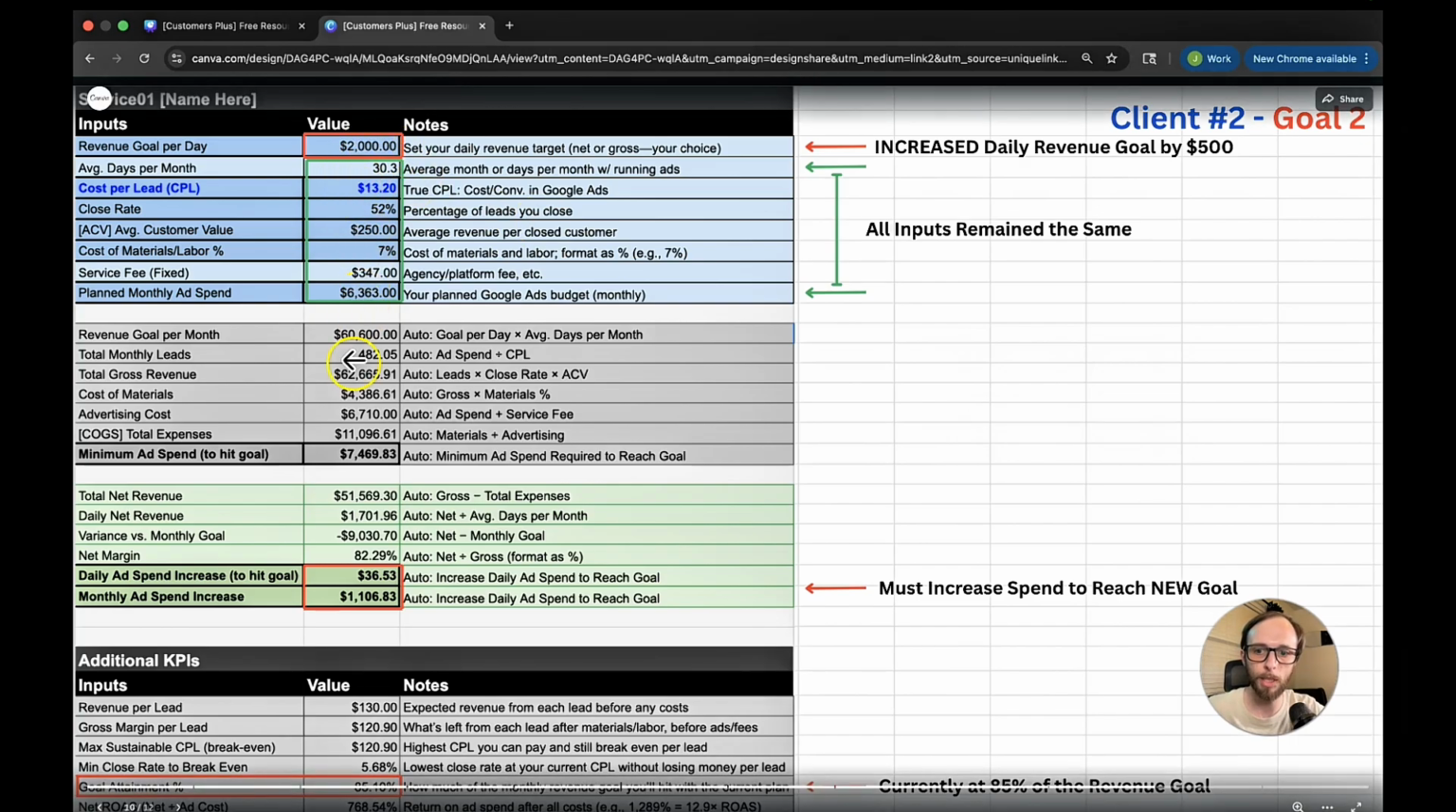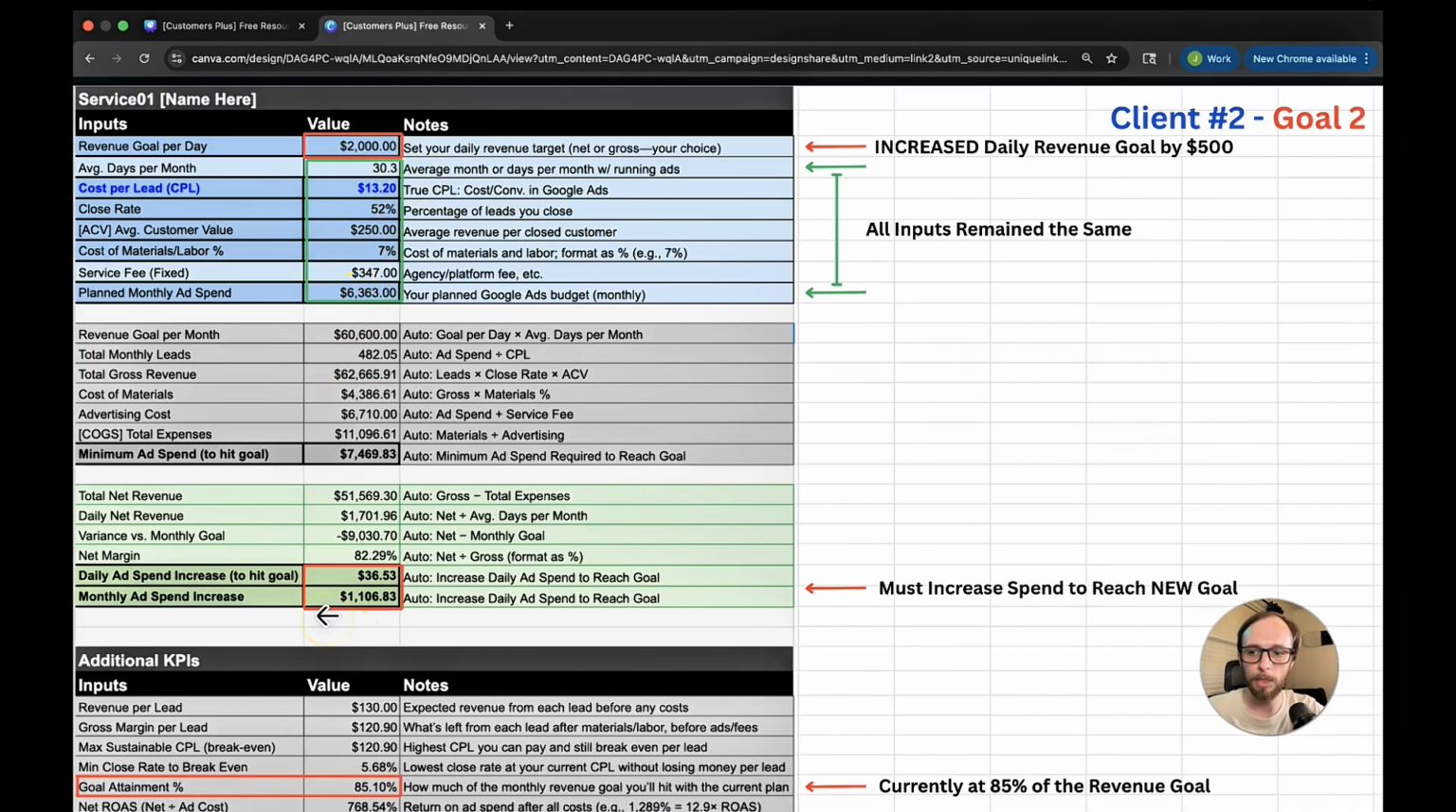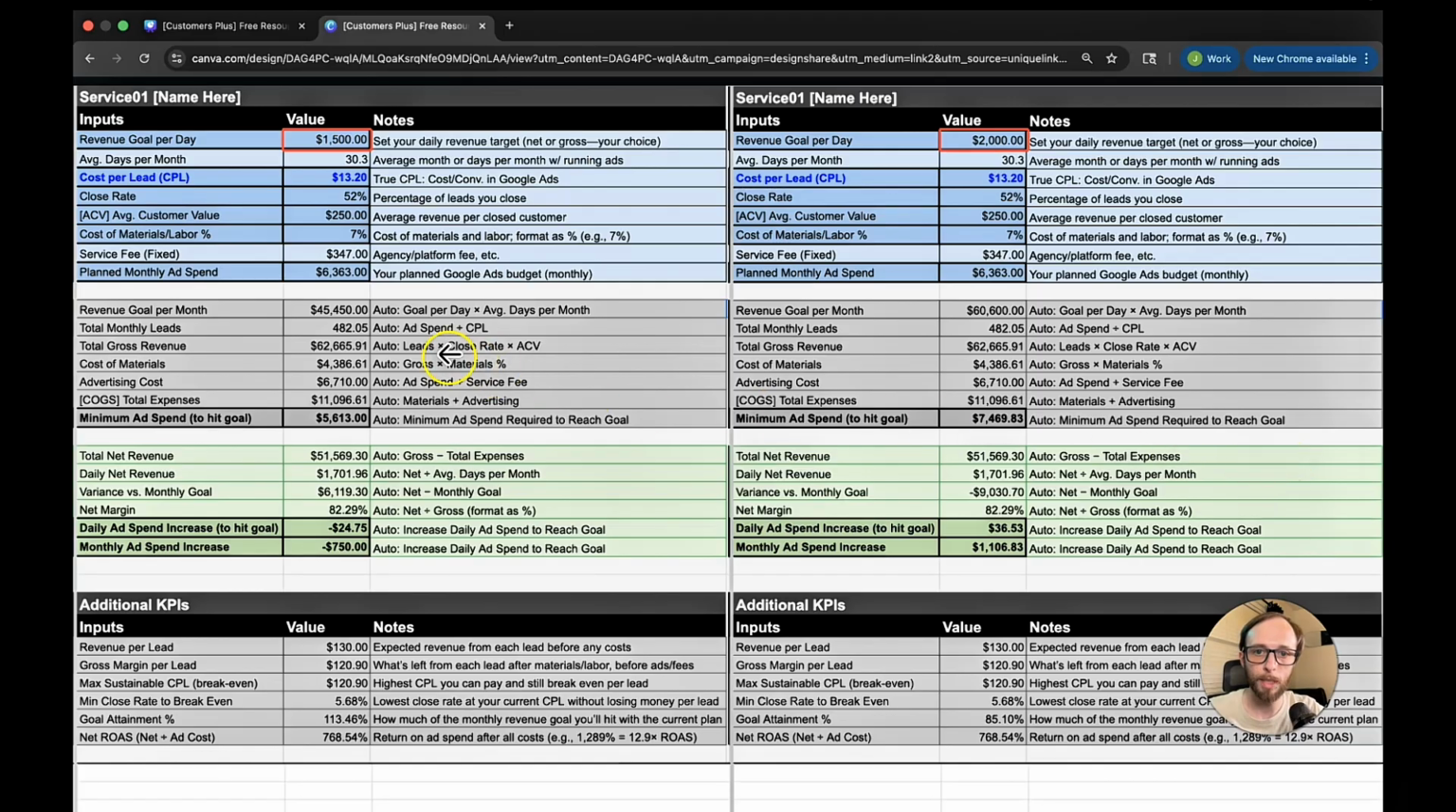No other numbers changed. So we can see to reach that goal, we would need to increase our monthly ad spend by $1,100 per month, but that would increase our daily revenue by $500 per day. We're already 85% of the way to this goal. So we should be able to continue to increase what we're reaching for and slowly, continually scale our budget. And here you can see a nice comparison side by side with the only numbers changing up top as the goal.